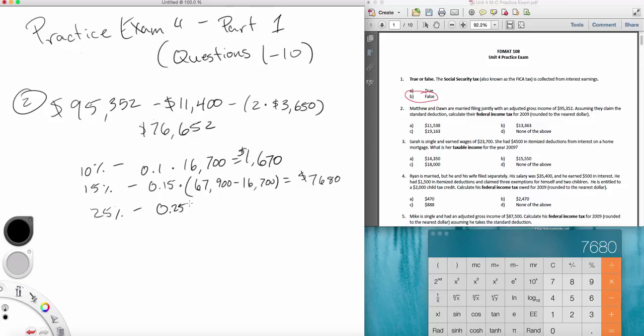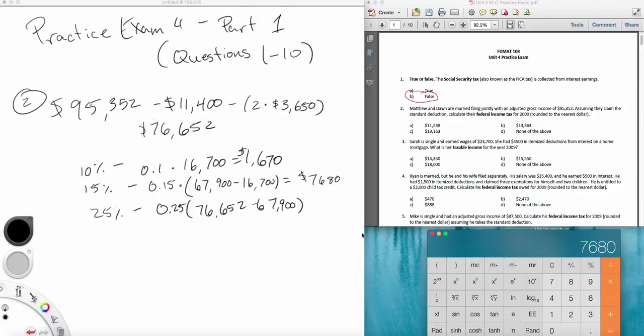All right, let's head to the 25% bracket. Now this one, you'll notice that 76 is below the next bracket, so we can just go ahead and go to 76,652 minus the 67,900. That's the number we get. We multiply that by the 0.25, so we get 2,188. Now, to get the federal income tax, we're going to add those columns up.